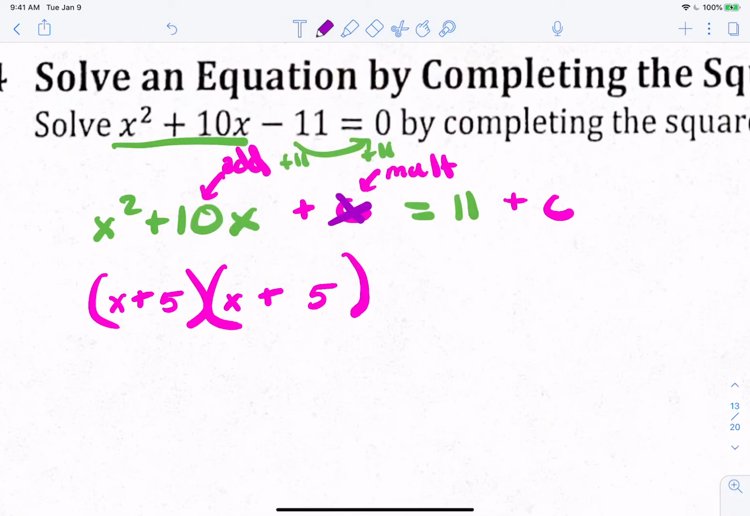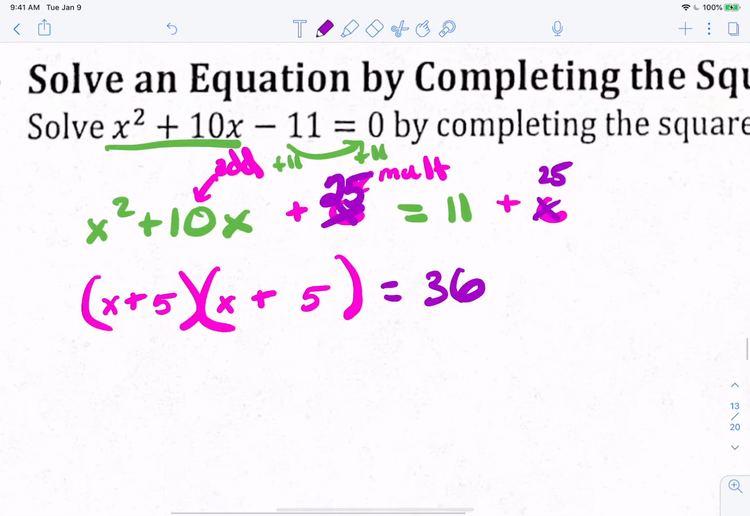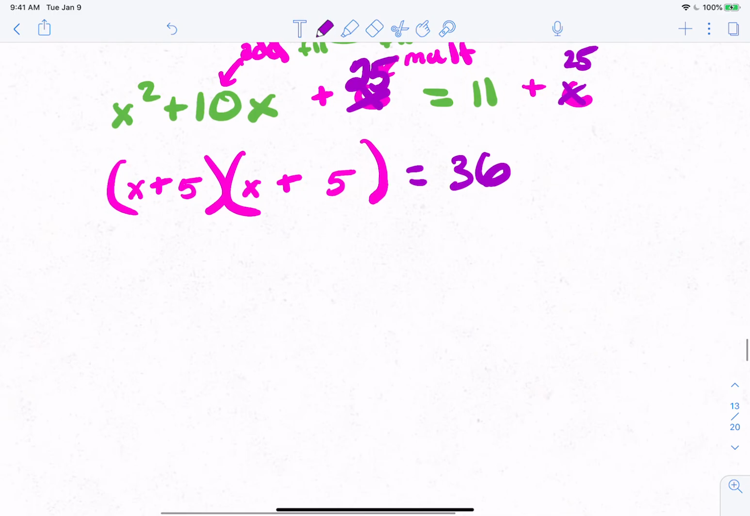So I'm going to cross out c and I'm going to put 25 here. And I'm going to cross out c and I'm going to put 25 here. Okay? Does that make sense? We're going to completely solve it. So if I'm adding 25 to both sides, what's the right side going to be? 36, right? Okay, now, the next step that I'm going to do down, x plus 5 times x plus 5. If I FOIL, I'll get back up to the beginning.